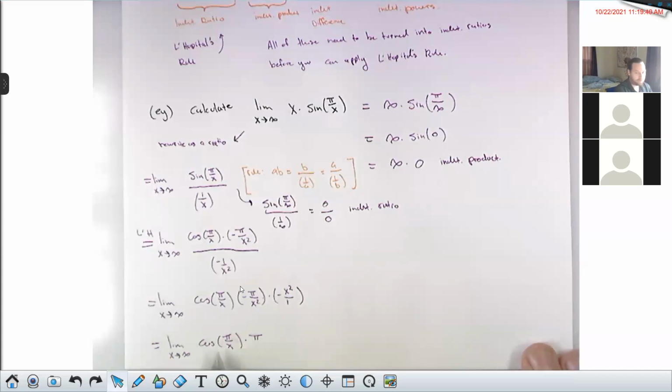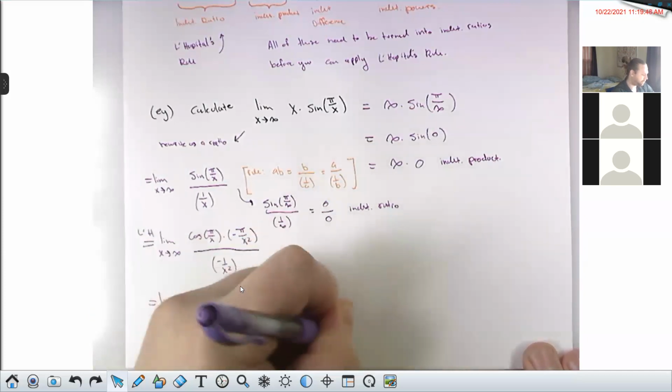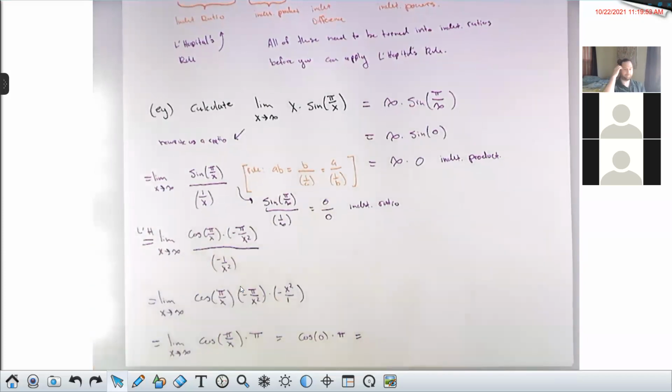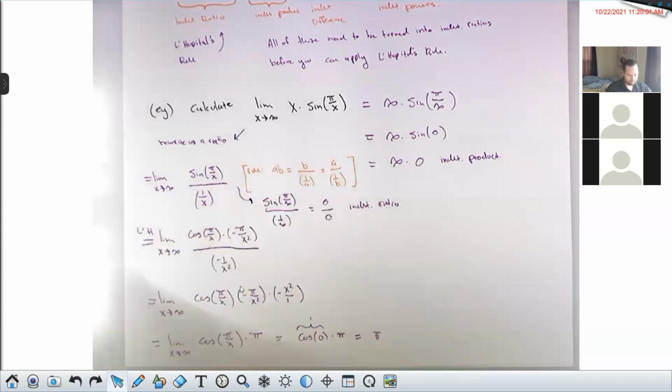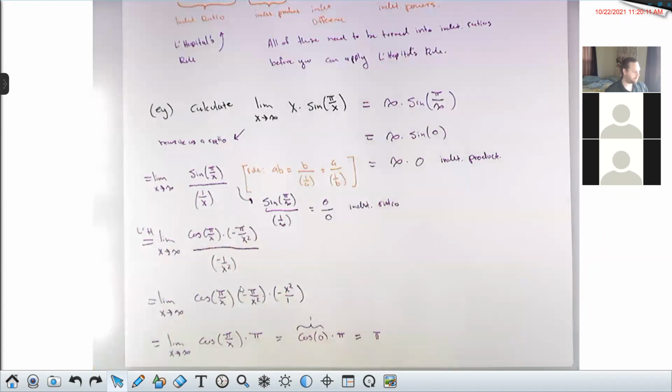So now, as I send x to infinity, pi over x is still going to 0. So this is the cosine of 0 times pi. And what is the cosine of 0? 1. Good. So this is just pi. All righty. So in this case, the limit as x goes to infinity of x sine pi over x comes out to pi. So this is an example where infinity times 0 was neither infinity nor 0, but pi.